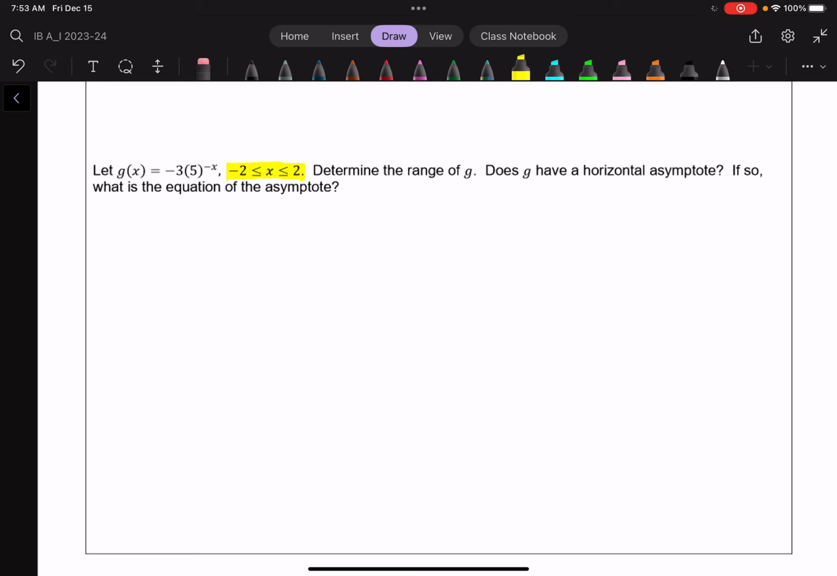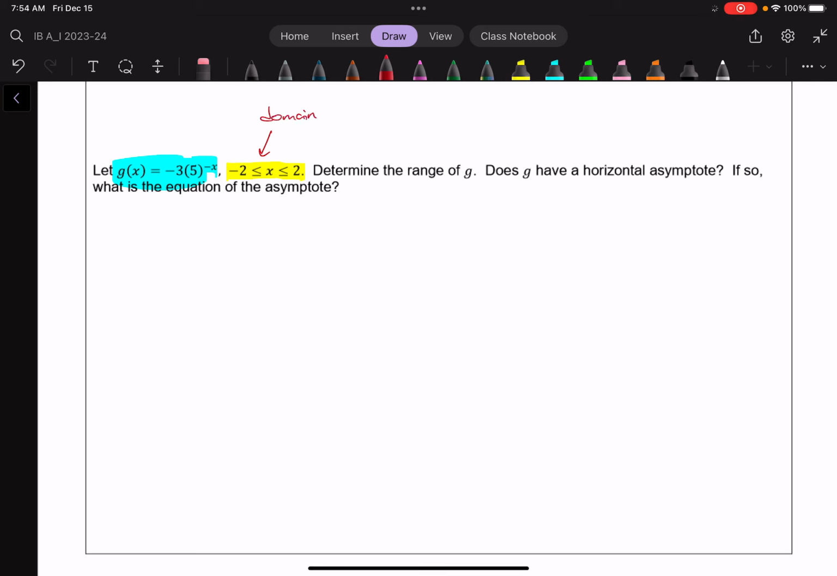Well, one thing it's not a bad idea to do is to graph this function here. Y equals negative 3 times 5 to the negative x. Although when we graph it, we'll be seeing a domain of all real numbers. Eventually, we only want a domain from negative 2 to 2, because keep in mind, any restriction like this is really telling you the domain.